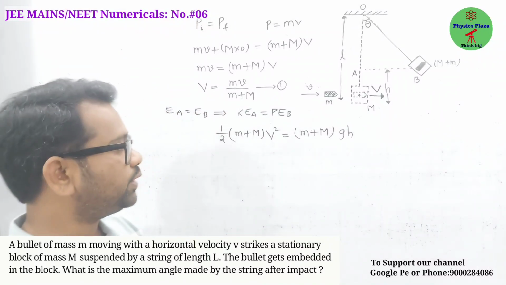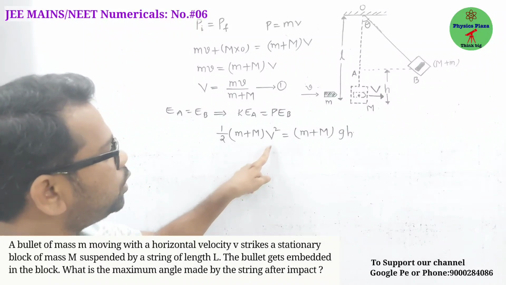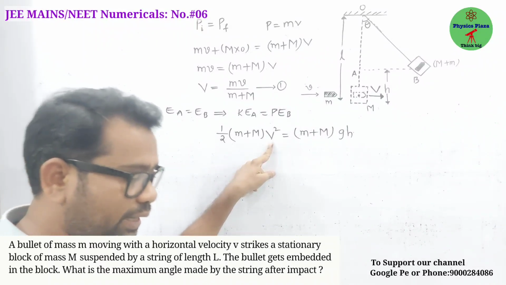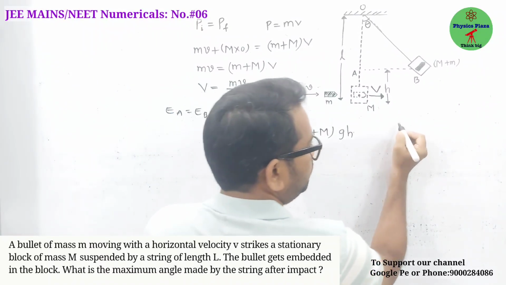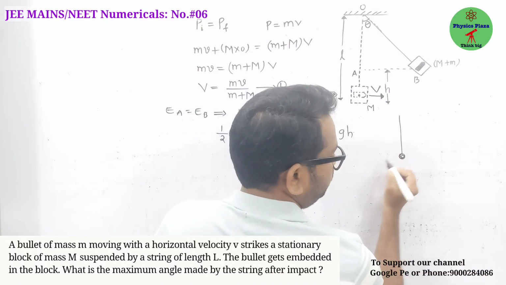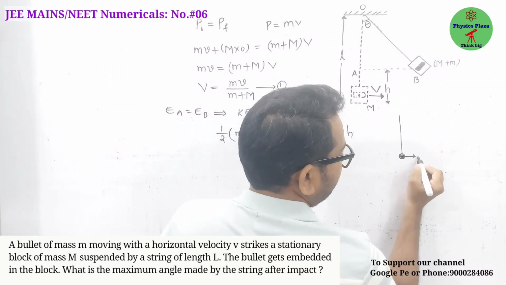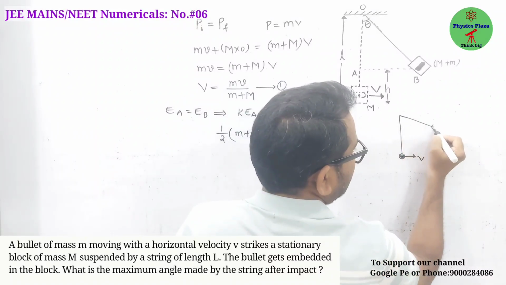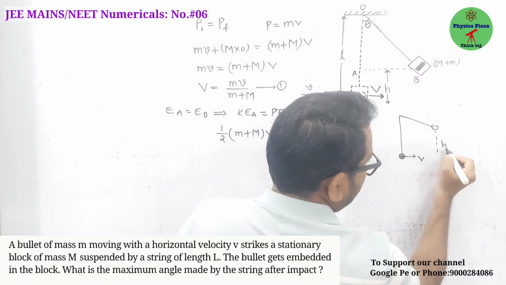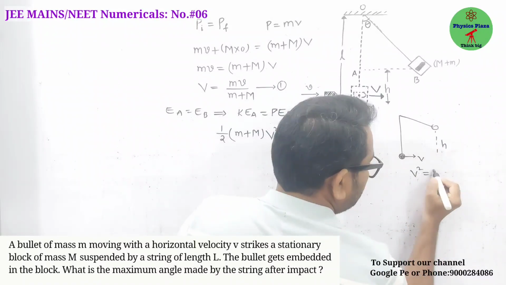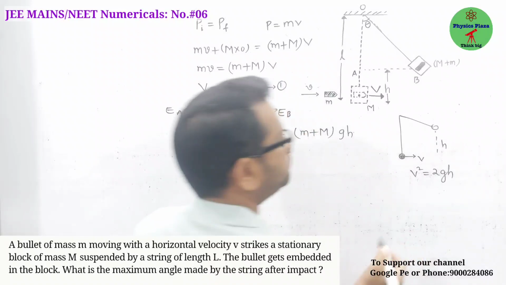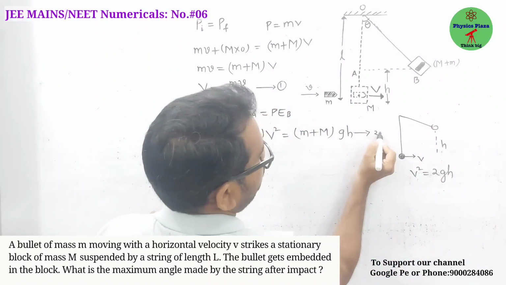We operate the conservation of energy. But here, how to calculate the v? So just recall the concept of a simple pendulum. Suppose here is a simple pendulum of mass m. When it is given a velocity v so that it is raised to a height h, then v square is equal to 2gh. Let it be equation 2.